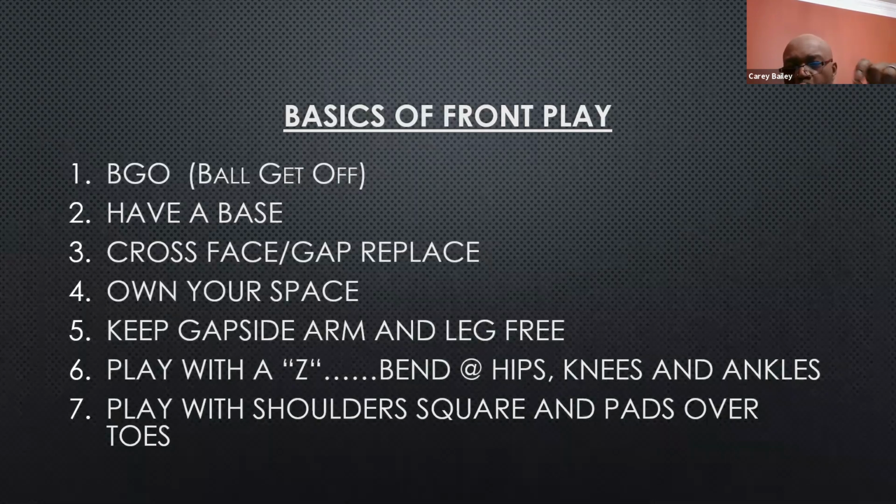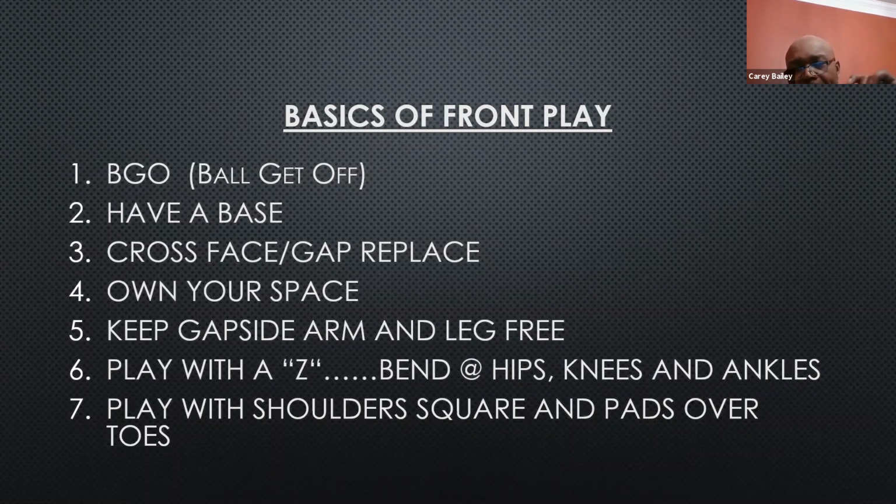Now, number 3, cross-face gap replace. And this is predicated upon blocking scheme. If I'm getting a pull scheme, a gap scheme, or something of that nature, I either want a cross-face of the adjacent blockers coming down on me, or I want to be able to have good penetration where I can push vertical and come behind line of scrimmage and chase that puller in terms of gap replacing. So I've got to eat that gap up either behind line of scrimmage, or I have to eat that gap up by crossing the face as that new gap is developed. Okay, own your space. What does that mean? Own the ground that you're on. Don't get knocked back. You make sure that you get pushed and reestablish line of scrimmage.